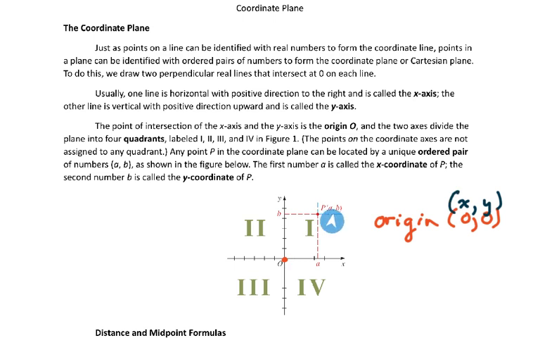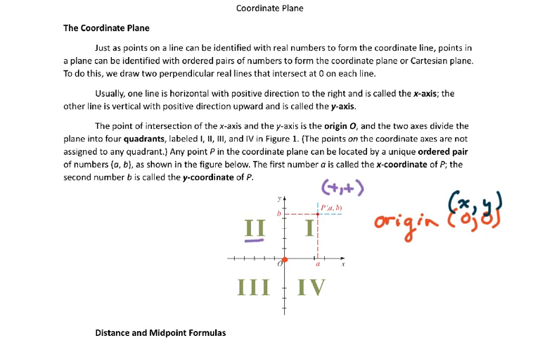So the example point that we have right here, (a, b), the x value is a, and the y value is b. If you notice this point P, it's in the upper right quadrant called quadrant 1. In that quadrant, both coordinates are positive numbers.